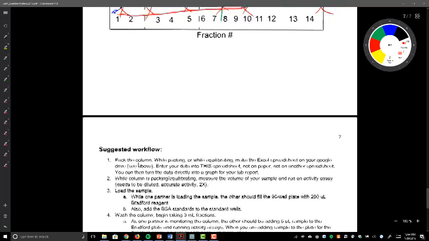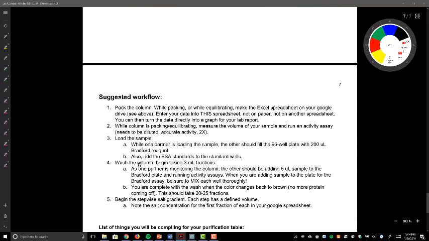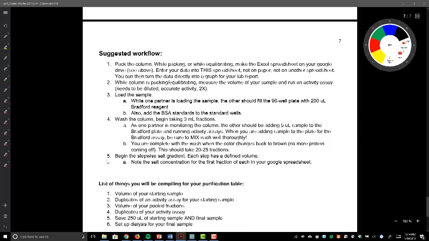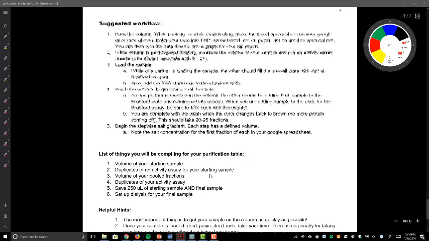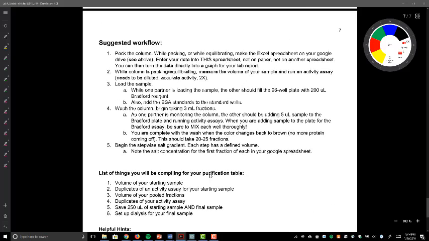All right then, so that covers the background information that you need for this lab. If you have any questions, we can talk more about the suggested workflow and then the list of things you'll need for your table in the period before class. In the meantime, if you have any questions, please feel free to contact me, and have a great week.